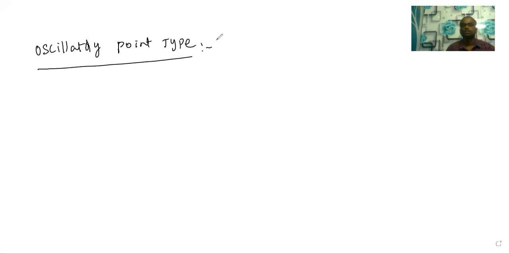So the last one, oscillatory point type discontinuity. In this type, the limit of the function at a given point is oscillating between two finite quantities. So that's why the limit of the function doesn't exist. And then automatically the function is discontinuous at the given point, and the particular name is what?